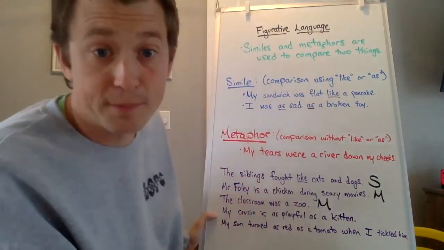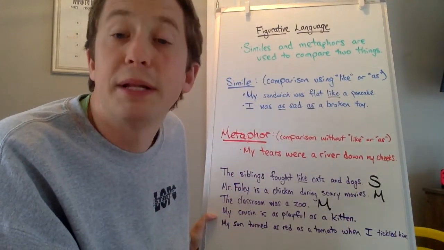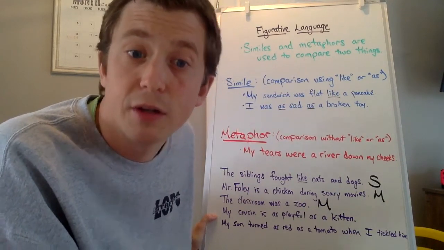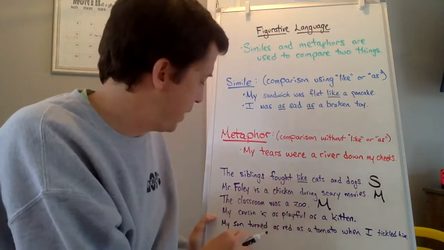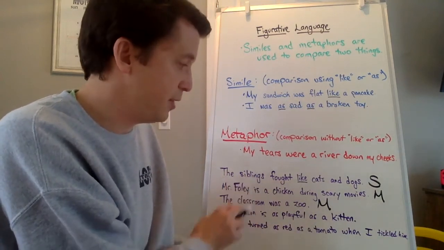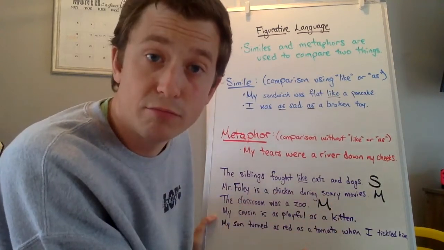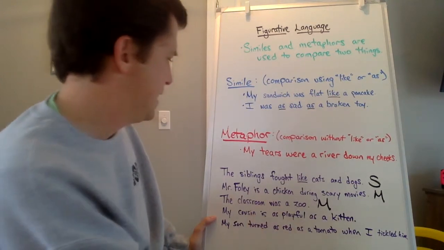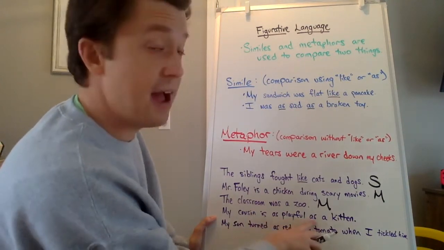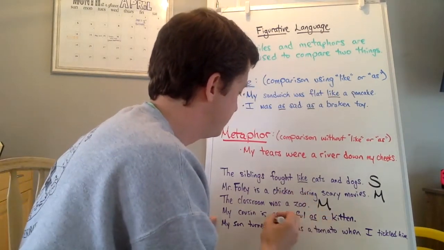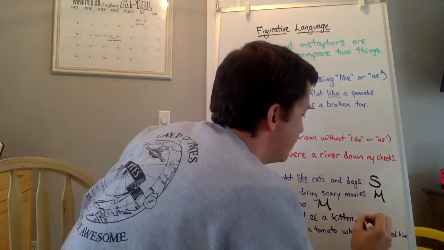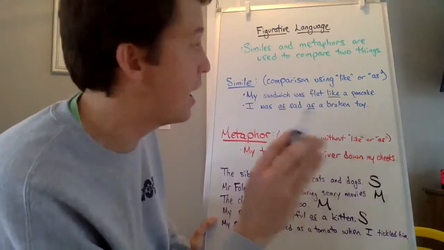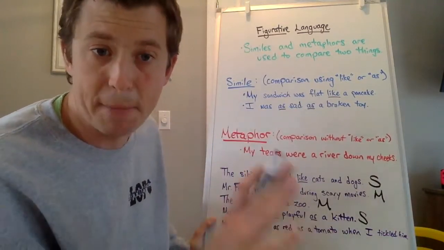Our next one. My cousin is as playful as a kitten. Do we have a comparison? Okay. Comparing the cousin being playful to how a kitten is playful. Sounds good. Checks out. Now, do we have like or as? We certainly do. So this one would be a simile. That's right. If you see those like or as words, that's a huge hint, a big clue.